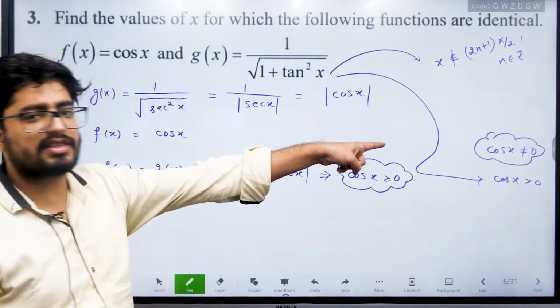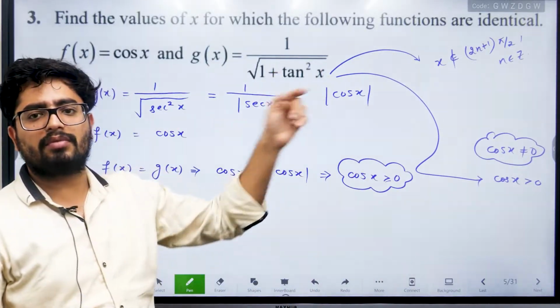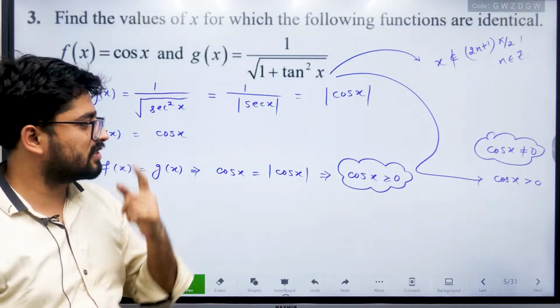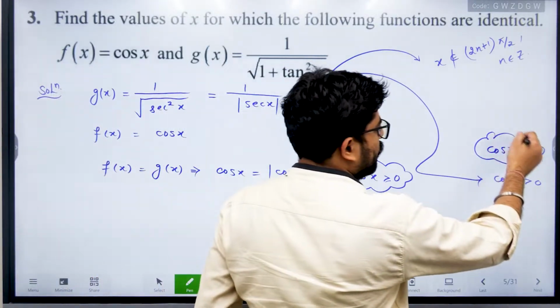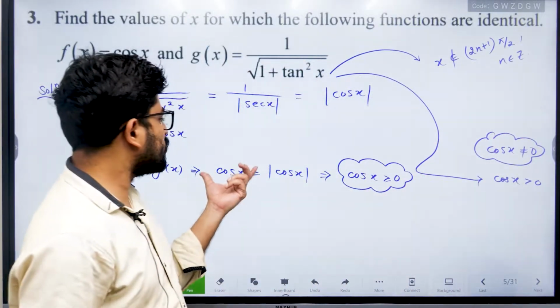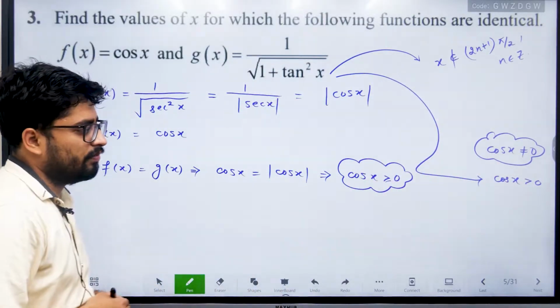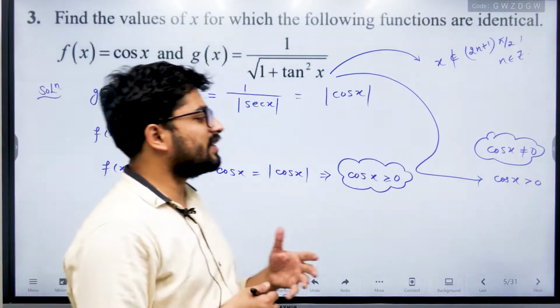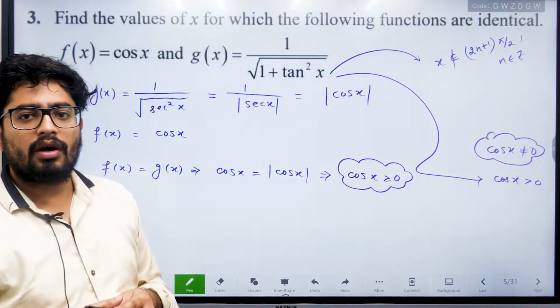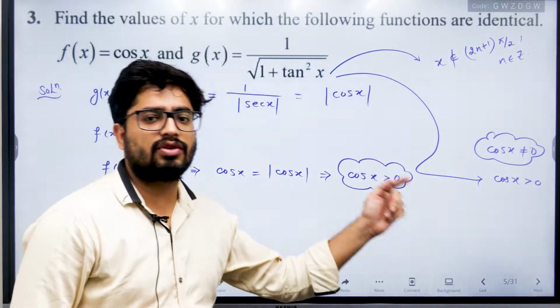Why? Because if cos x is 0, then tan x is not defined, because sin x upon cos x is tan x. So you have to reject all the values where cos x is 0. So cos x equal to mod of cos x gives you cos x greater than 0. Now you have to find all the values of x where cos x is greater than 0.